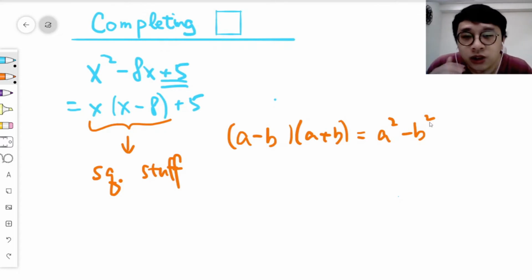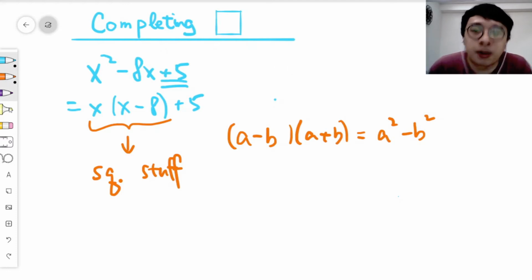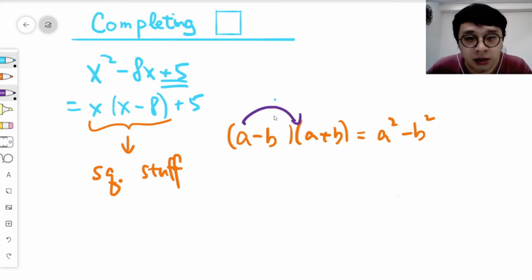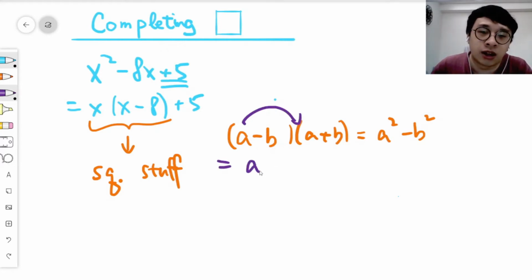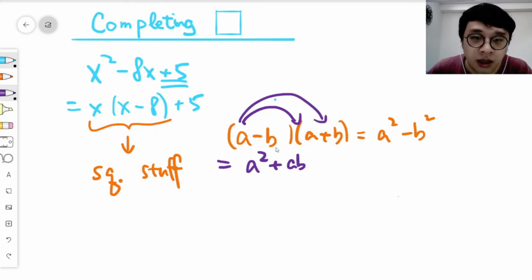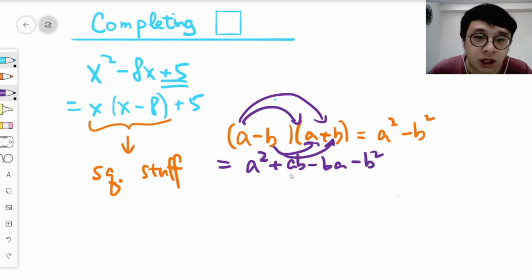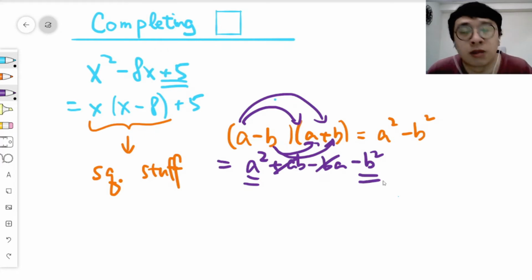So how can I use this formula? Okay, maybe I shouldn't assume every one of you is so brilliant, so I'll try to prove this formula for you first. We expand the brackets, and we get a squared, then a times positive b is plus ab, then minus b times a is minus ba, then minus b times positive b is minus b squared, and the middle terms cancel out. So I proved the result: that's a squared minus b squared.